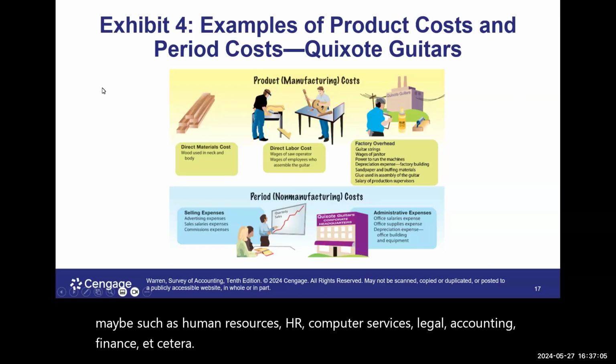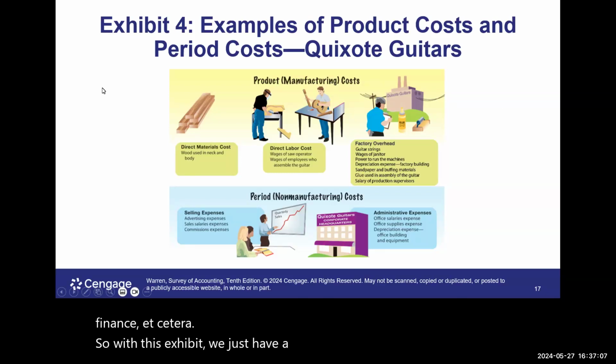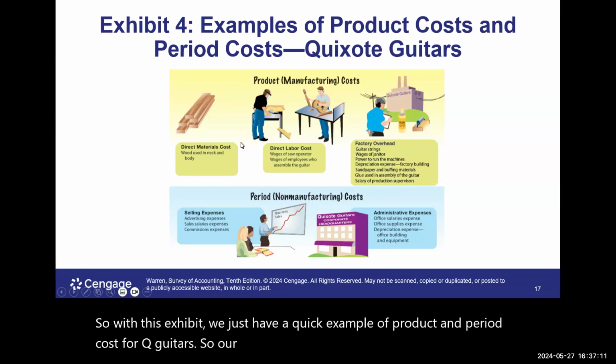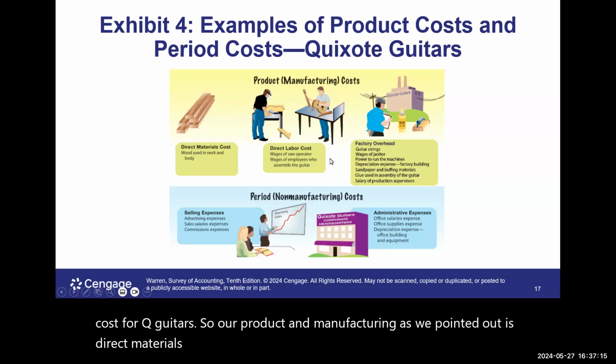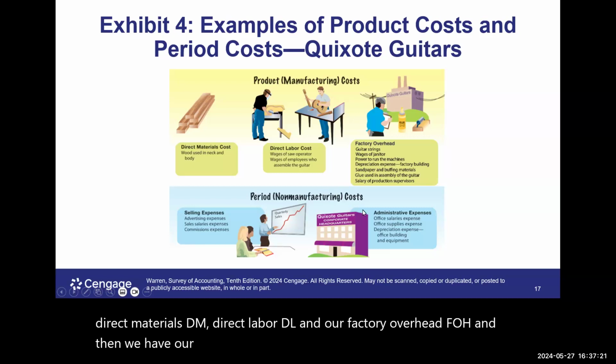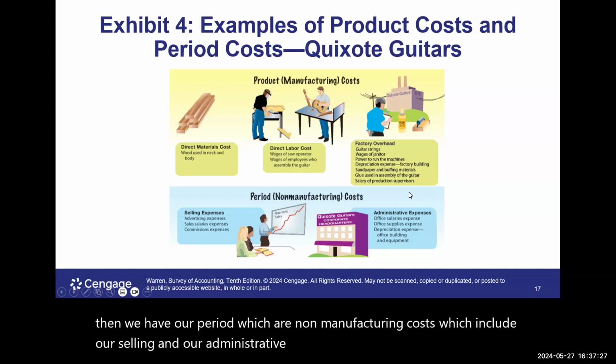So with this exhibit, we just have a quick example of product and period costs for cue guitars. Our product, or manufacturing, costs, as we pointed out, are direct materials (DM), direct labor (DL), and our factory overhead (FOH). And then we have our period costs, which are our non-manufacturing costs, which include our selling and our administrative expenses.